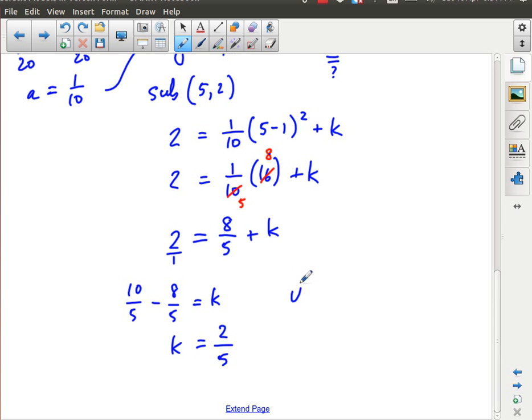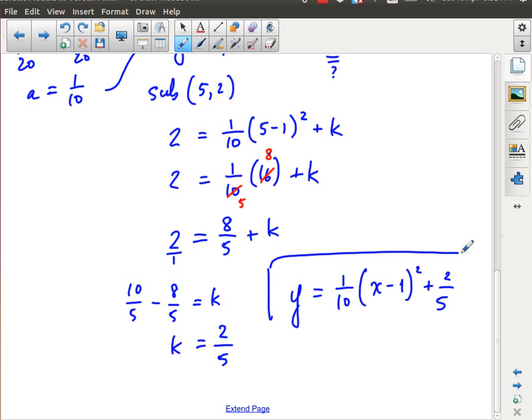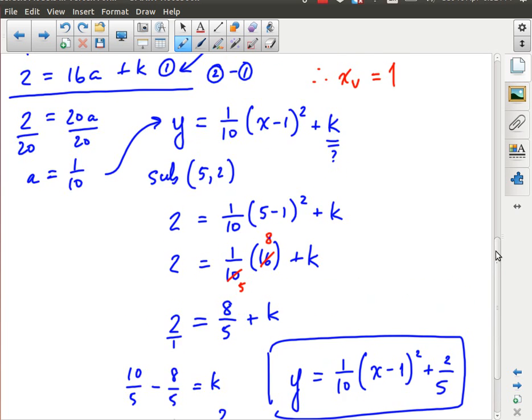So that gives me my equation of y equals 1 over 10 times (x minus 1) all squared plus 2 over 5. Okay, and that's not a very nice equation, but it is what it is. And so what does that tell us? The location of the vertex is actually at x equals 1 and y equals 2 over 5. So my graph was wrong.